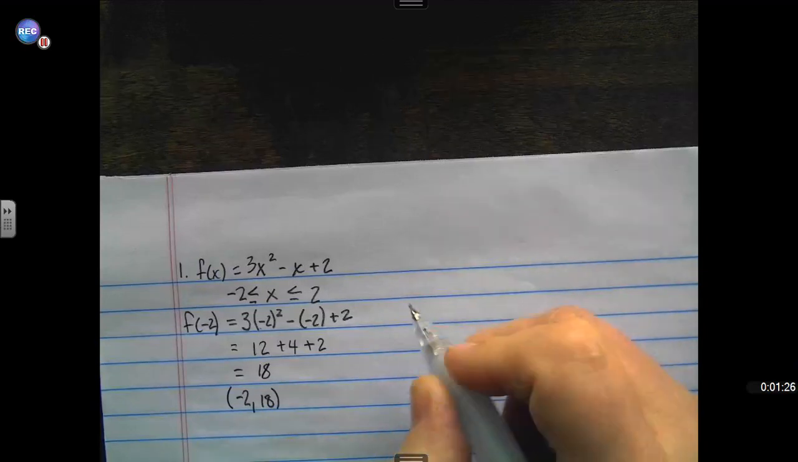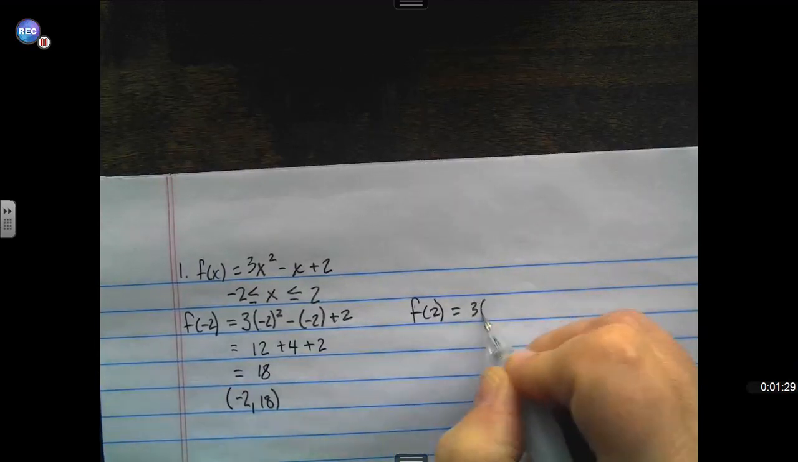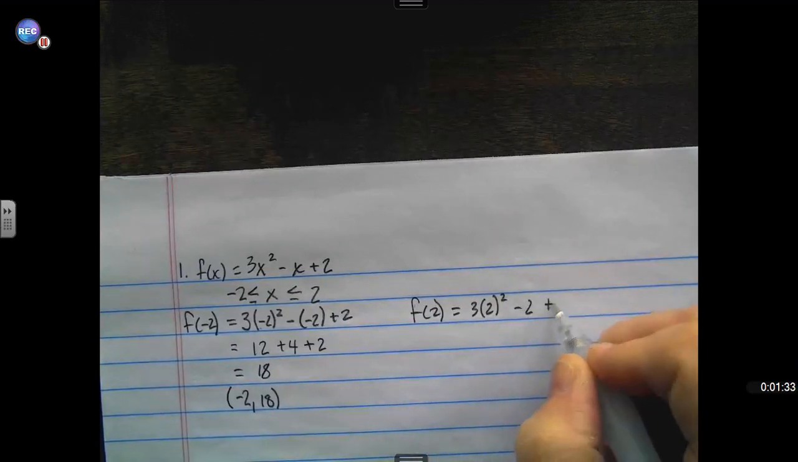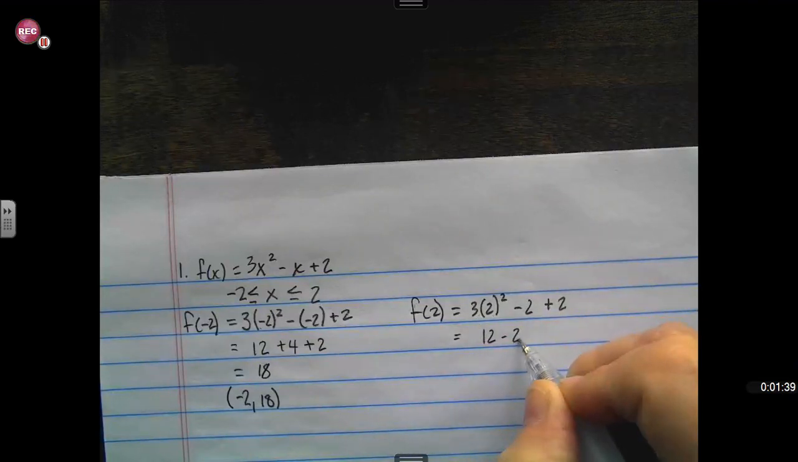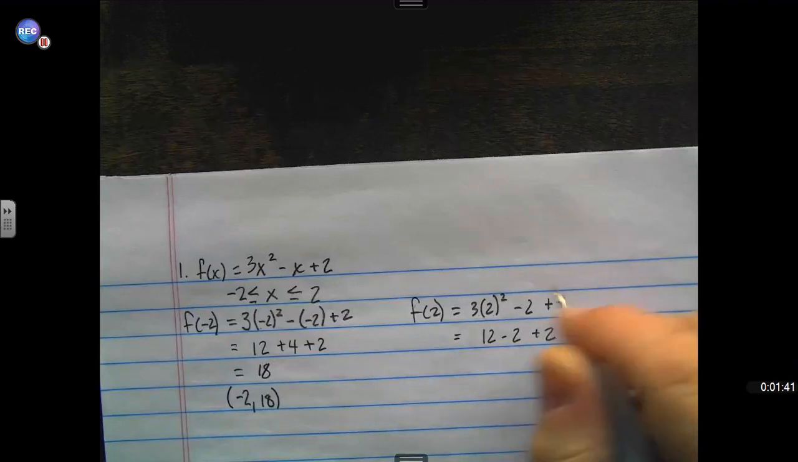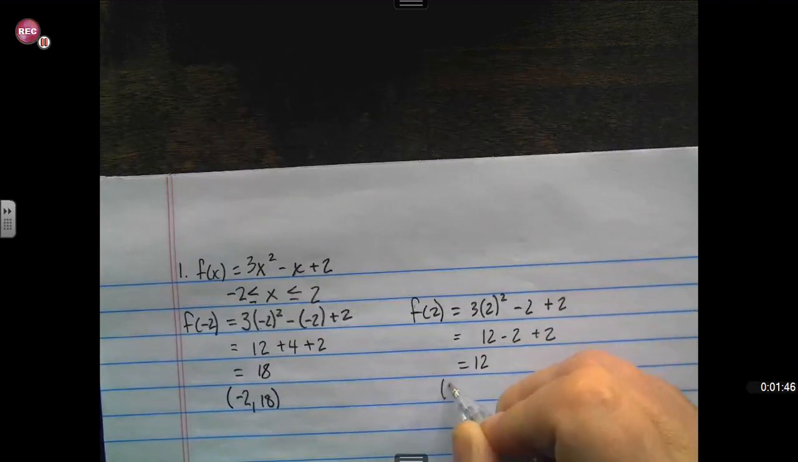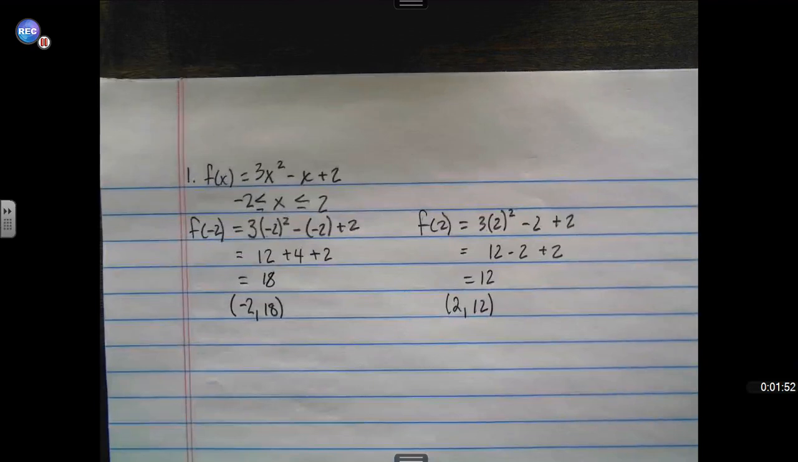And then I do the same thing. I find f of 2, which is 3 times 2 squared minus 2 plus 2. Again, that's going to be 12. Minus 2 is 10. Plus 2 is 12. So my other point is 2, 12. And that's what I want to find the slope of. Average rate of change is slope.